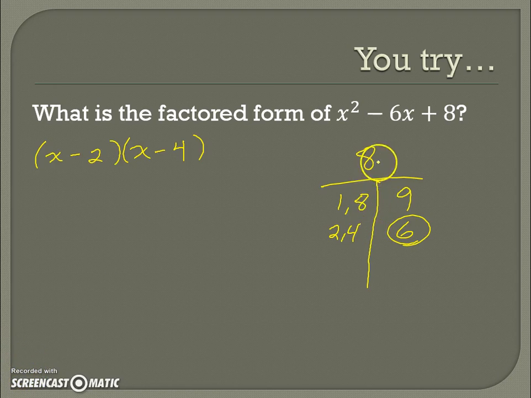All right, so here's what I got. Factors of 8 right here. 6 was the number I was looking for. That's based on this number. I'm looking for this number to match this number. And whatever those factors are, that's what goes in the second parts of these binomials.